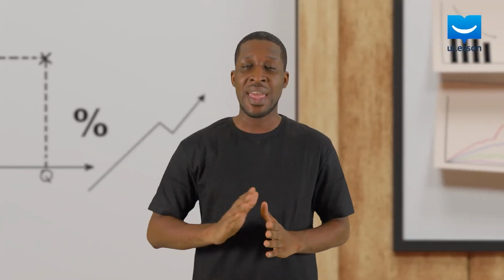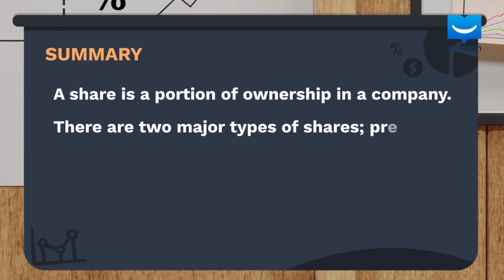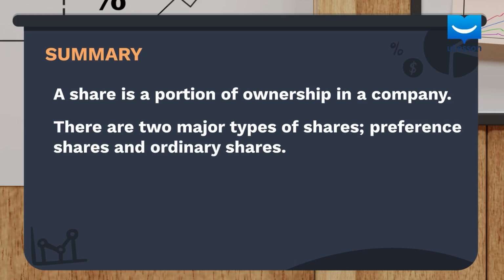On this note, we will end this lesson. I hope you remember that a share is a portion of ownership in a company, and there are two major types of shares: preference shares and ordinary shares.